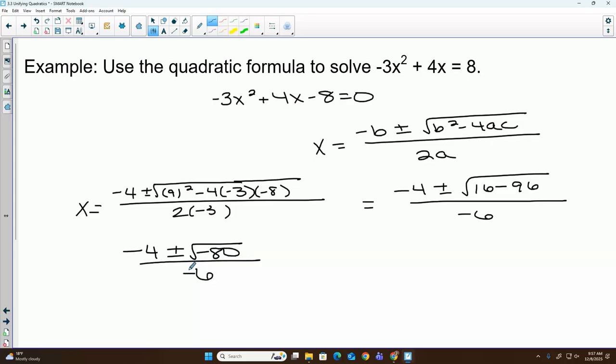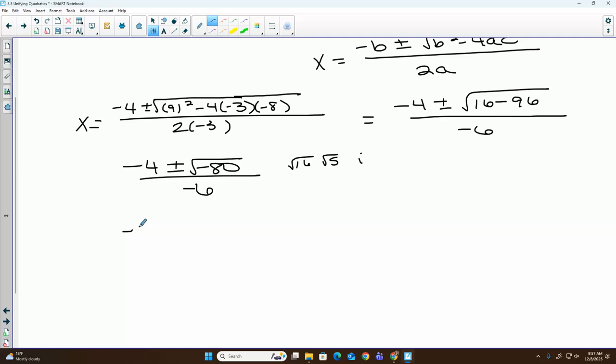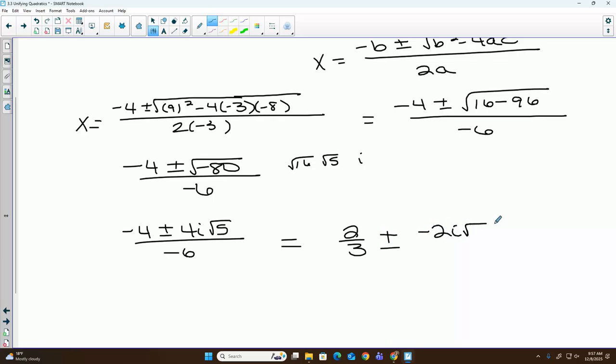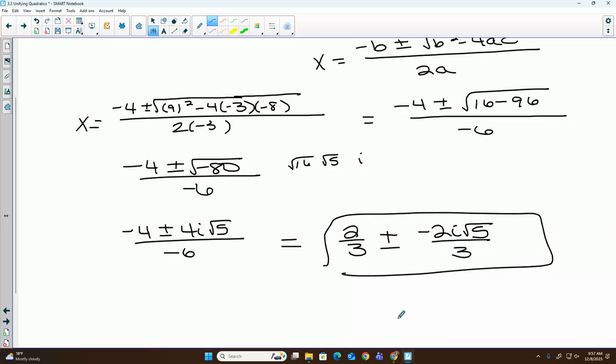How would I break down the square root of -80? Can break it into 16 and 5, and we have to take out an i. So then if you break it apart, -4 over 6 would be -2/3 plus and minus 2i radical 5 over 3.